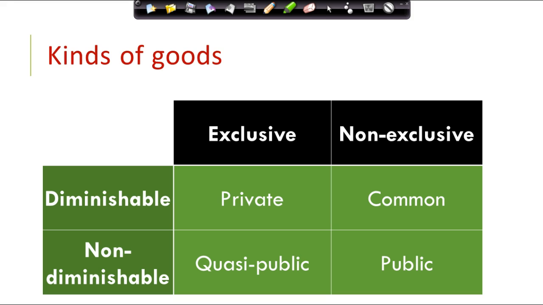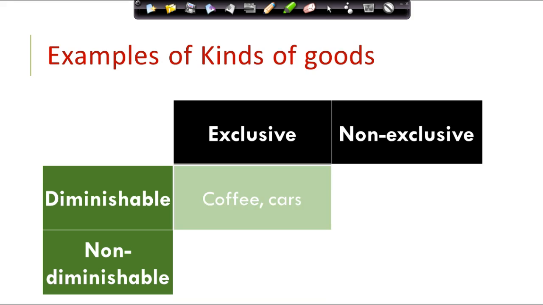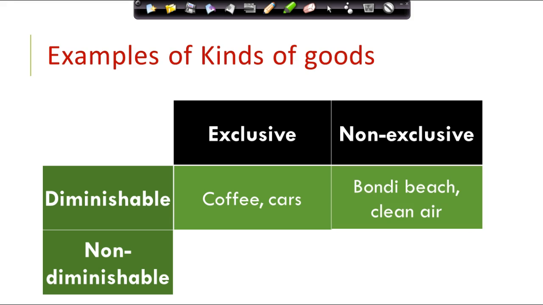What are some examples? Put some meat on the bones here. Well, in the case of private goods, obviously we can think of things like cups of coffee, cars. These are private goods. A common good, remember, diminishes in quantity as more people utilize it, but it's non-exclusive. People can't be excluded from enjoying the benefits of it. So think of Bondi Beach. No one can be excluded from enjoying the benefits of Bondi Beach.